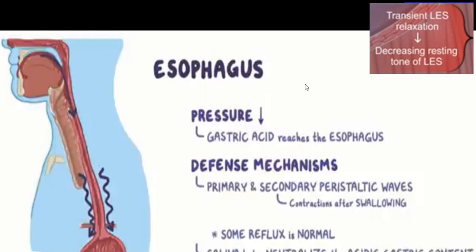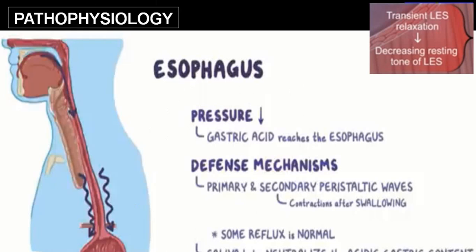Now, if we go through the pathophysiology, when the pressure in the lower part of the esophagus is reduced, there is a very high chance of gastric reflux, and the defense mechanism is affected. Primary and secondary peristaltic waves will also have an effect on acid reflux. Saliva helps to neutralize the acidic material which is present in the gastric content. These are some of the protective mechanisms.